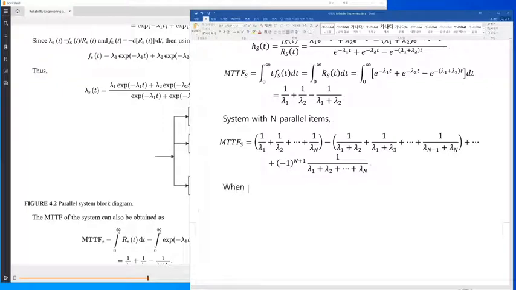When all n units are identical, that means all the lambdas are the same. Lambda 1 equals lambda 2 because they are all identical components or items. This is simply given as lambda.